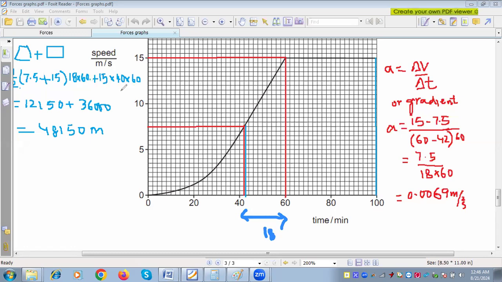The sum of the parallel sides is 15 and 7.5, and this is the rectangle, 15 and 40, and the time is to be converted into seconds by 60. Here this time 18 is to be converted using 60. So the area of the trapezium is 12,150, and the area of the rectangle is 36,000. The total is coming to 41,850 meters.